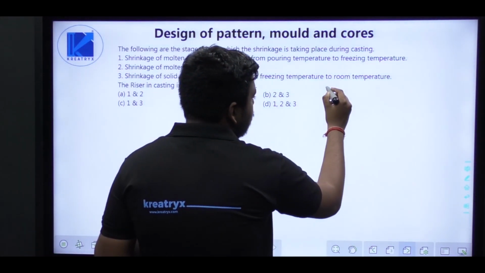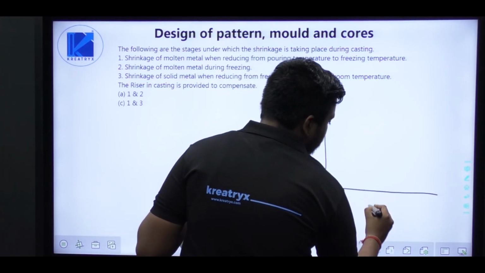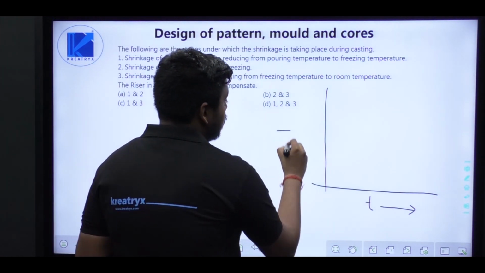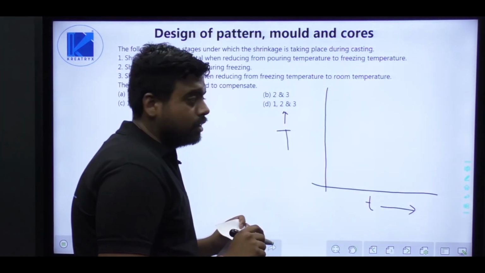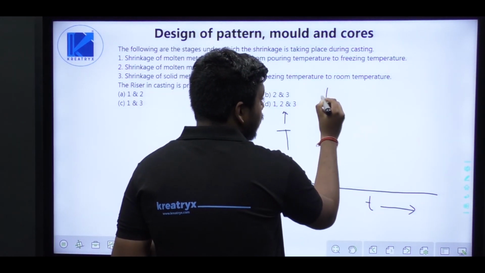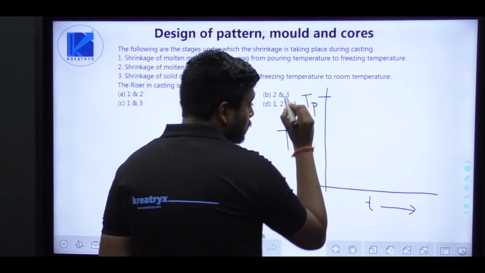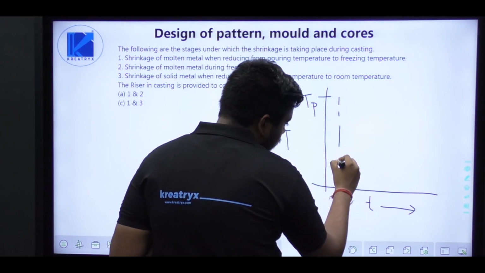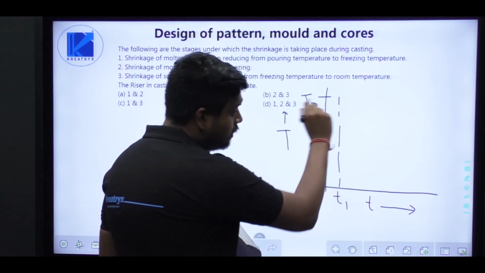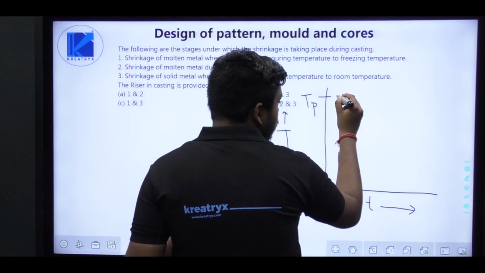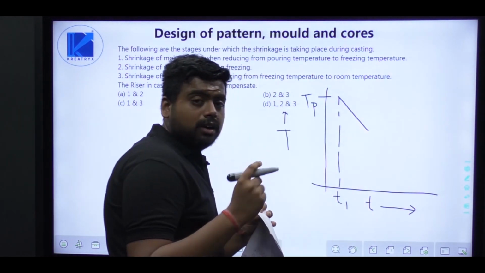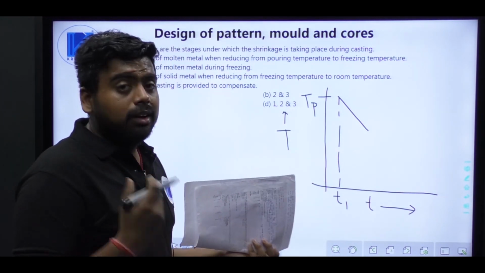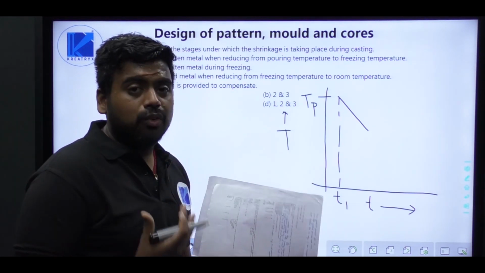So let's say this is a time versus temperature curve. On the x-axis I am plotting time, and on the y-axis I am plotting temperature. Let's say the metal is being poured at a temperature Tp. What is Tp? Tp is the pouring temperature. So at time T1 and temperature Tp, metal is getting poured. What happens? Metal will start getting cooled down, up to a temperature of Tf.